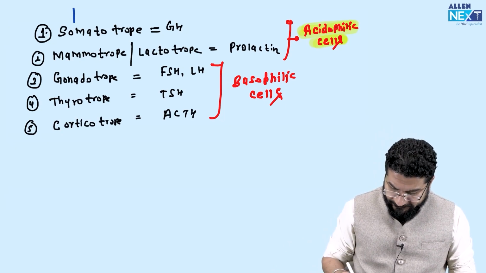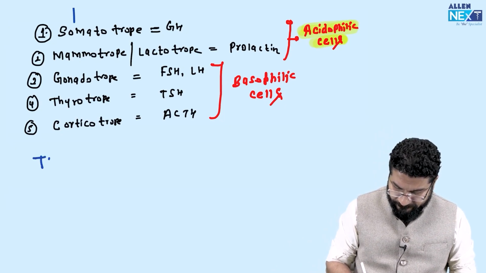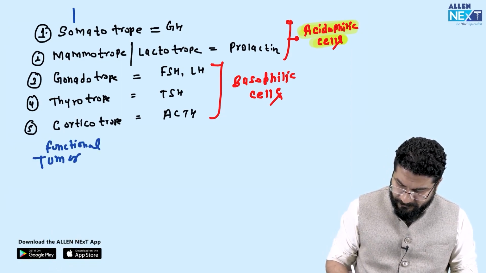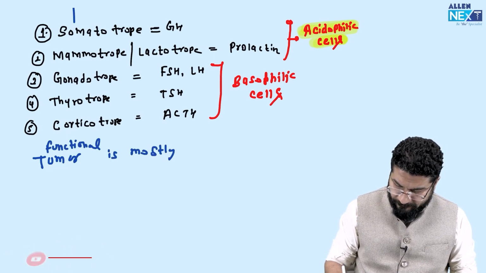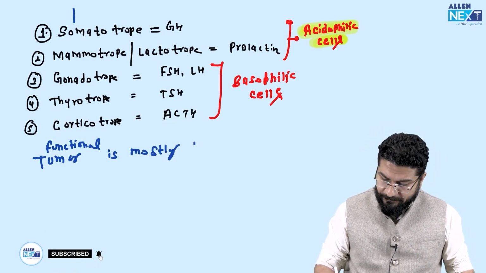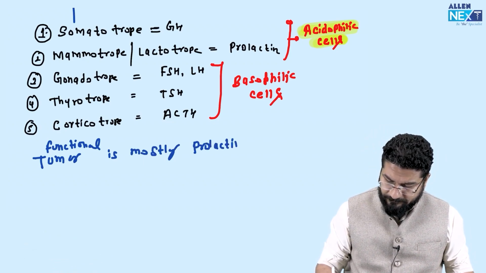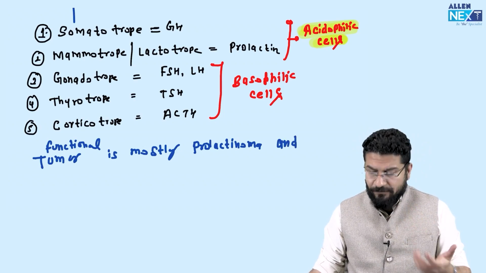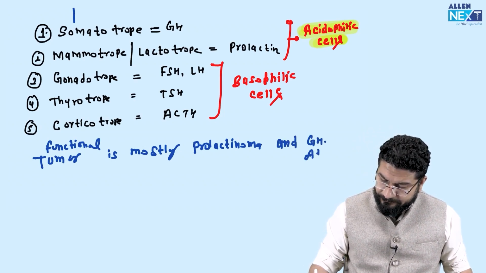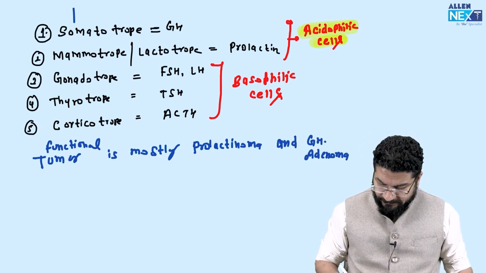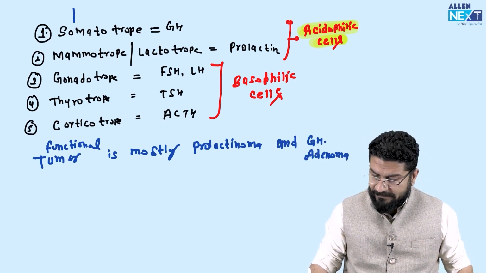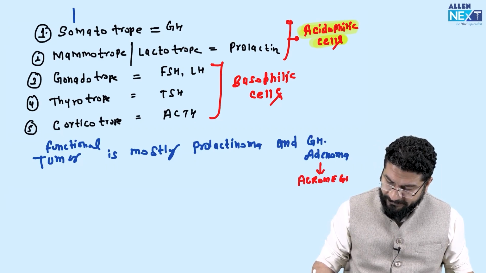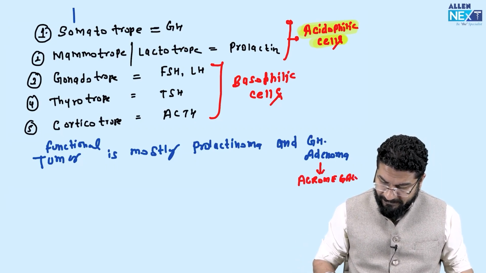Clear? Now understand, I'm writing this line here: functional tumor is mostly a prolactin secreting tumor. What do we call this? We call this prolactinoma. Right? And it could be a growth hormone secreting adenoma, GH adenoma. When growth hormone is in excess in your body, this growth hormone adenoma will cause acromegaly. So this is what you should remember about pituitary tumor.